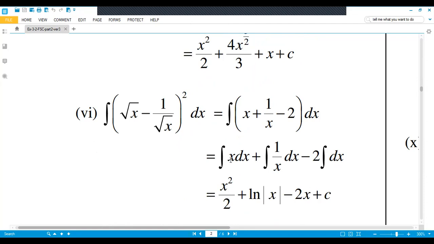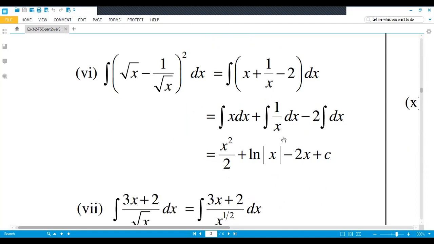Remember one thing, the same power, 1 will be added, so 1 plus 1, x square, and the same power will divide. The integration of 1 over x is natural log of x. Remember, the derivative of natural log of x is what? 1 over x. So integration is the antiderivative. So the integration of 1 over x is natural log of x, minus 2x plus c. So this is the required answer.